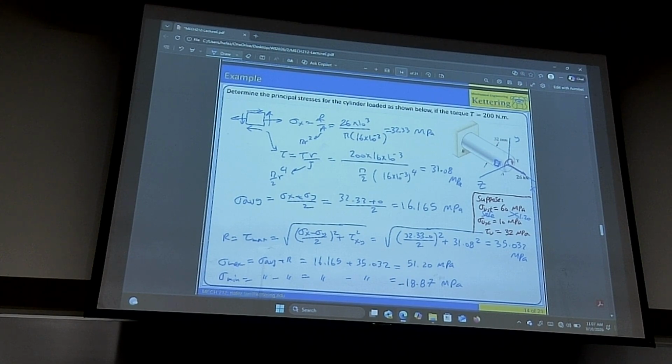Next one. Comparing to sigma max and sigma compression, we don't have any compression forces, so it's safe. No, look here, the sigma max, sigma min, and tau max. Oh, we do have, okay. Did you fix this? Initially, I did not have that negative sign there. We do have a negative sign here, so it is not safe. All right, good. This is less than 18.87, not safe.